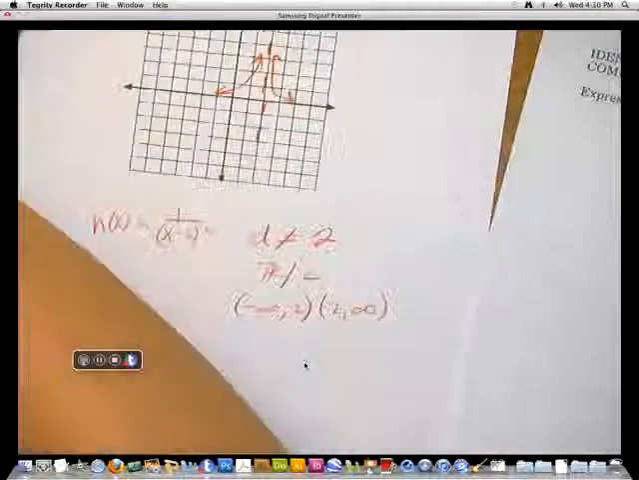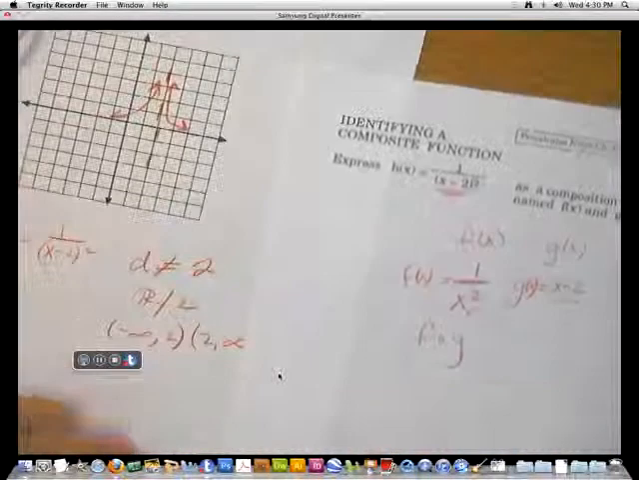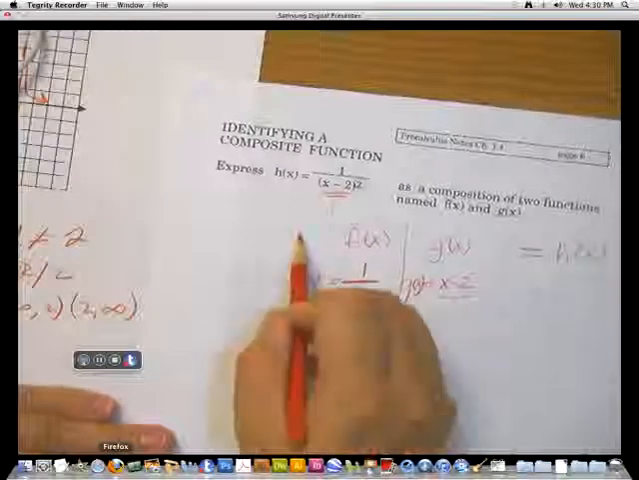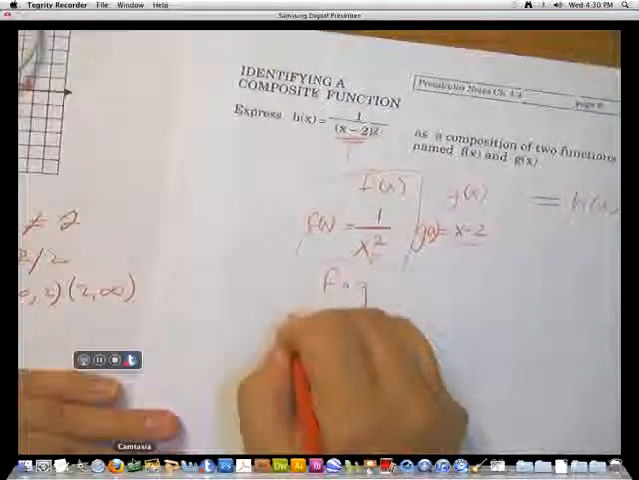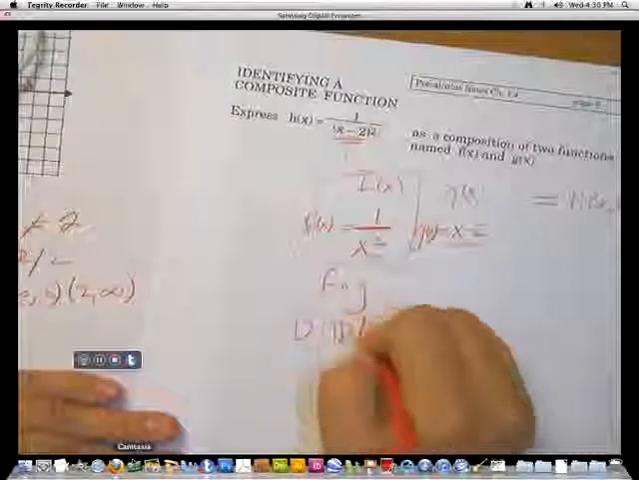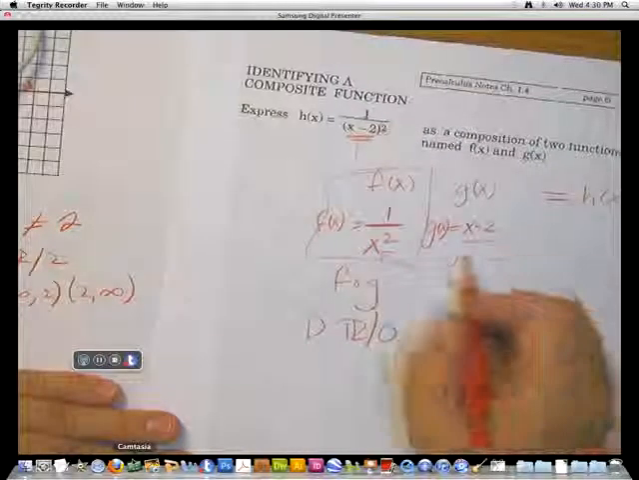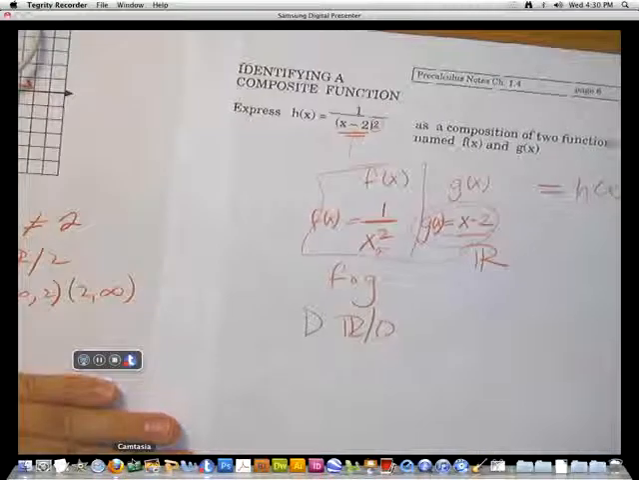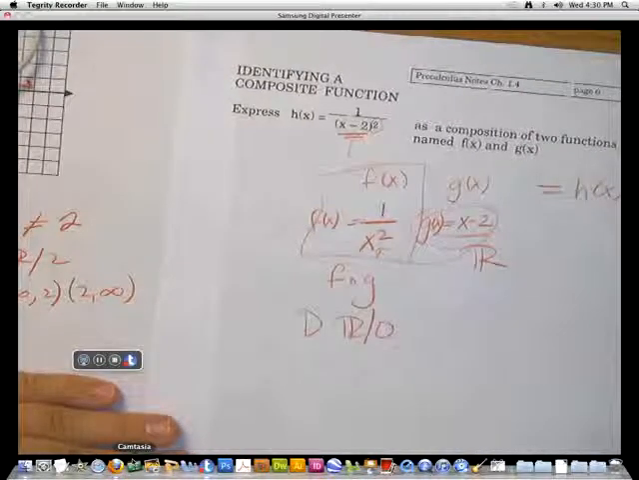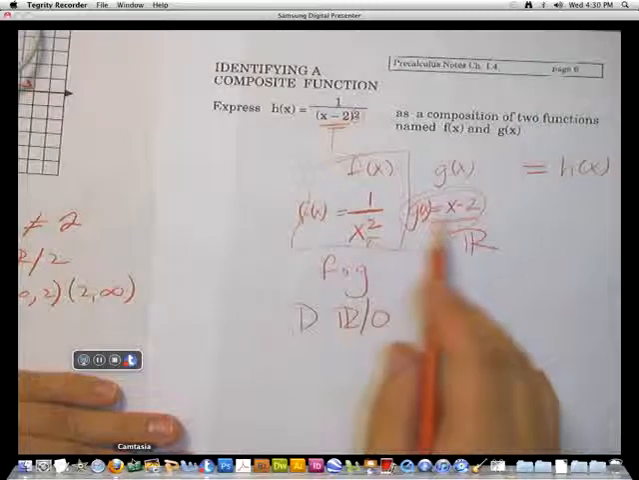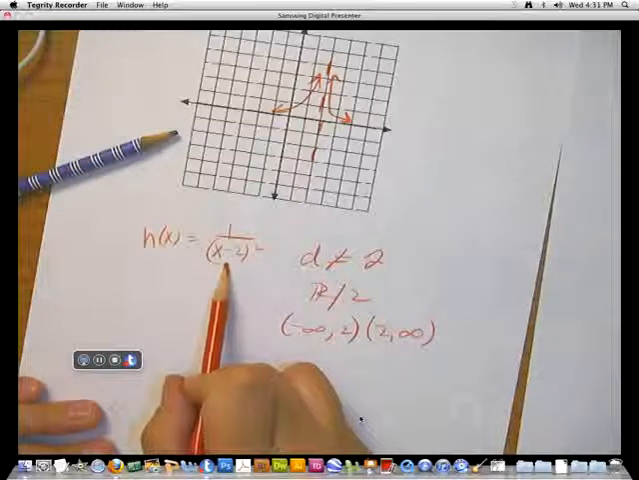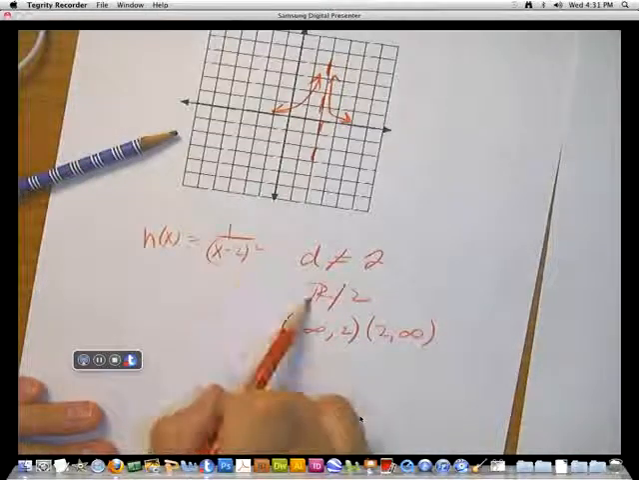Well, if I look back at my original domains over here, f domain, the only thing it can't be is 0. Over here, I have no restrictions because it is a line. But when I put them together, I do have a restriction because it is a fraction. A fraction will always have a restriction, and it is its own.